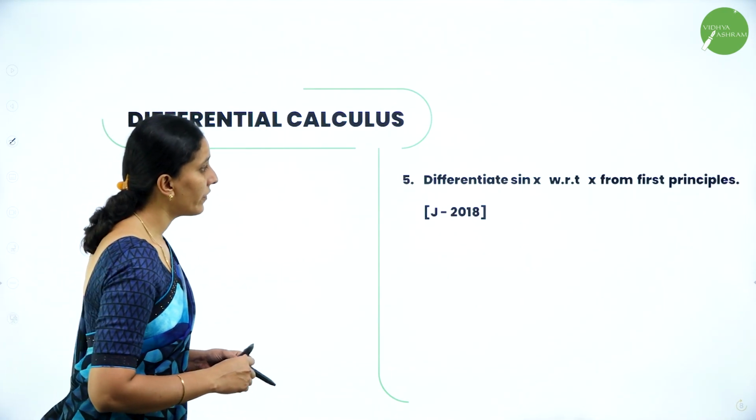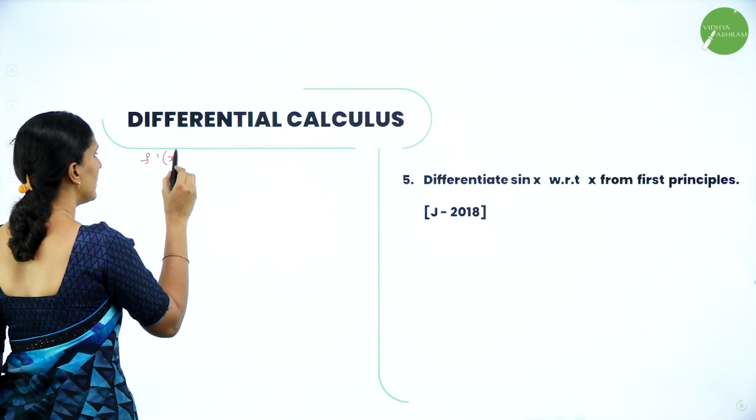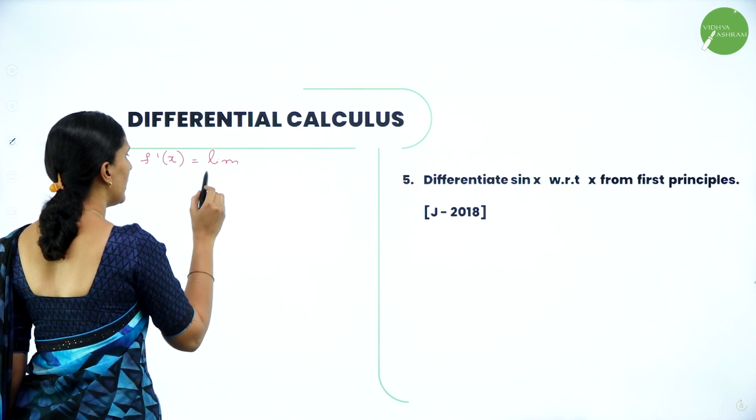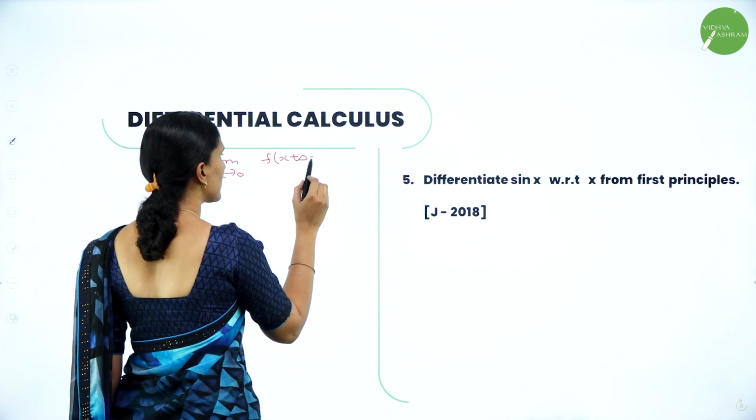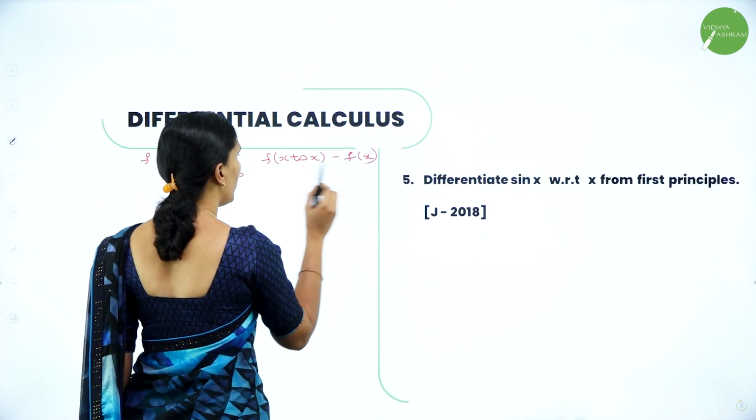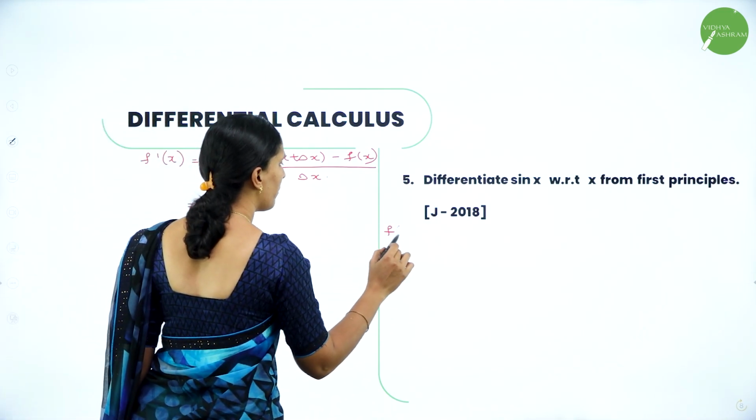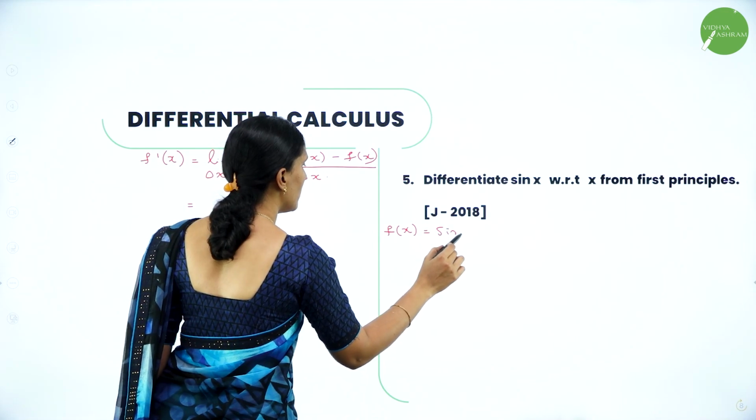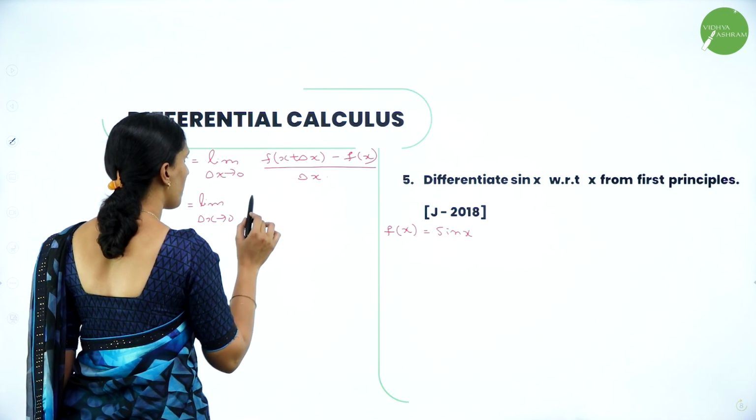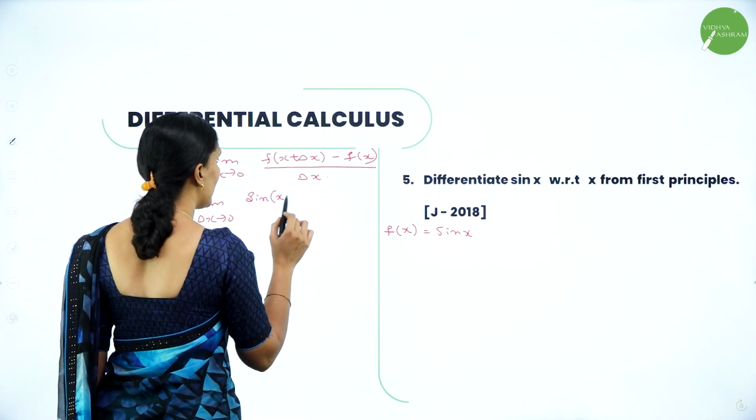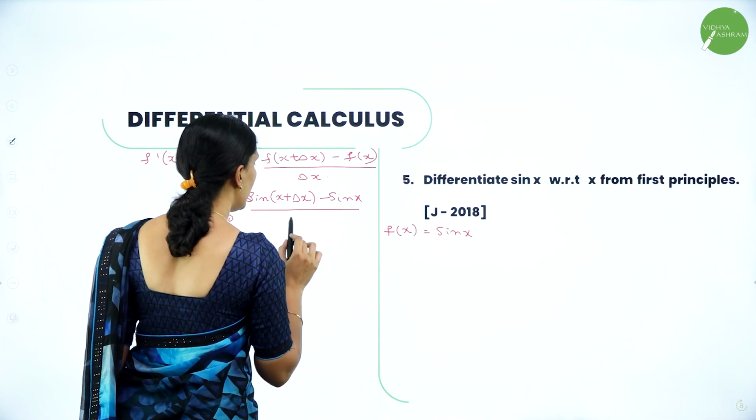Next we are going to differentiate sin x using first principle. So let us take f dash of x, the same definition: limit delta x tends to 0, f of (x plus delta x) minus f of x, whole divided by delta x. So here the function is sin x, that is f of x is equal to sin x. So I can write this as limit delta x tends to 0, sin(x plus delta x) minus sin x, divided by delta x.